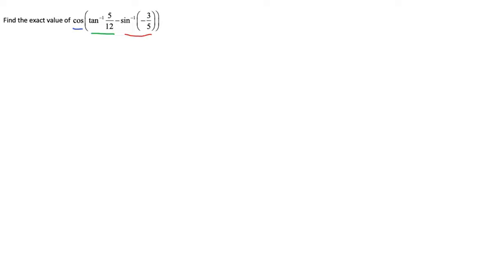Well, let's try to break this down a little bit. We know what an inverse function should be. Tangent inverse of 5 over 12 is equal to some angle A. Now we don't know how many degrees angle A is, but we don't need to know. All we know is that tangent of A is equal to 5 over 12. Similarly, we know that the sine inverse of negative 3 over 5 is equal to some other angle. We'll call that B. So sine of B is equal to negative 3 over 5.